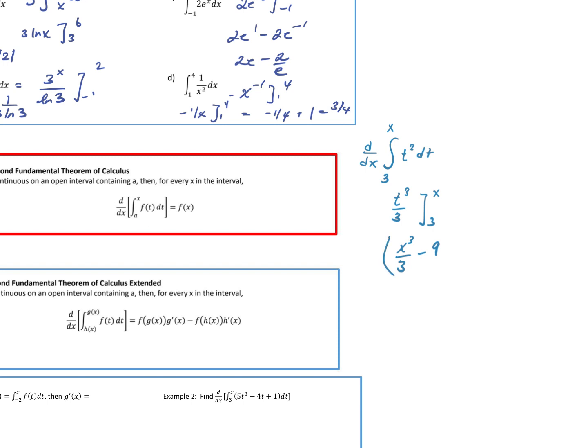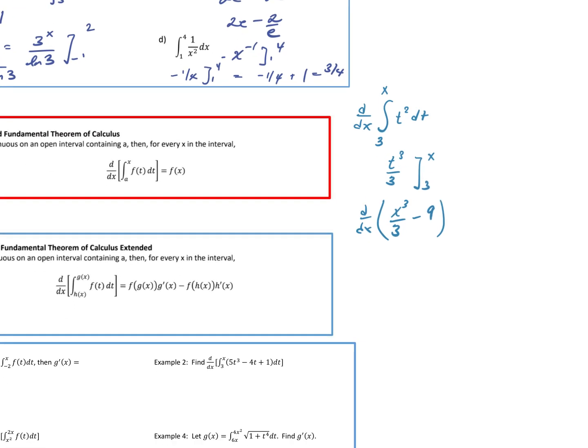Then I'm going to derive this with respect to x. So this becomes 3x squared over 3 minus 0, which gives me x squared. This is a pretty simple problem, but the point is I want to show you an easier way to apply the second fundamental theorem of calculus. First off, recognize it. It's when you're taking the derivative of an integral. Again, they undo each other.